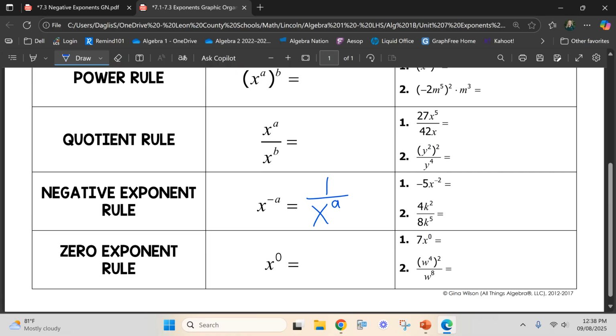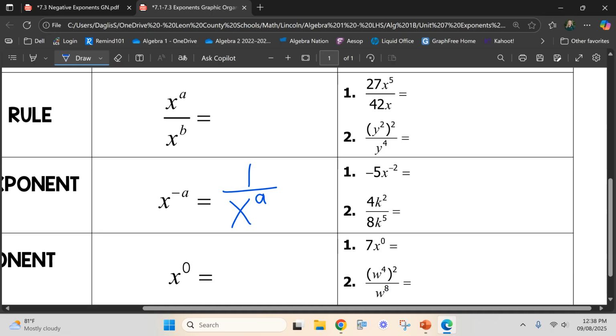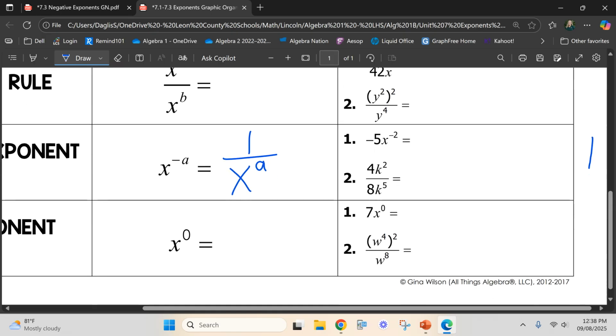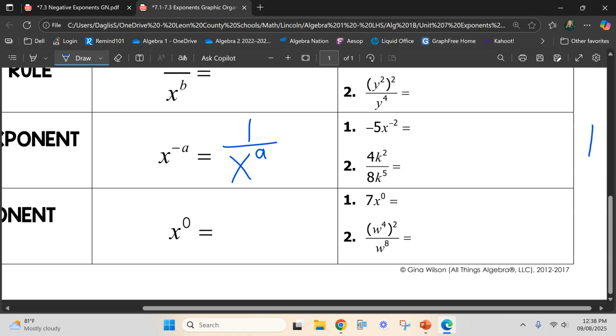1 over x to the power of a. That yellow piece of paper. Our first example, -5 times x to the -2. How do we simplify it? Lavelle, what do you think? What has the negative exponent? Which one has the negative exponent? My x does. So does -5 move? No, -5 stays. But x squared gets bumped down.